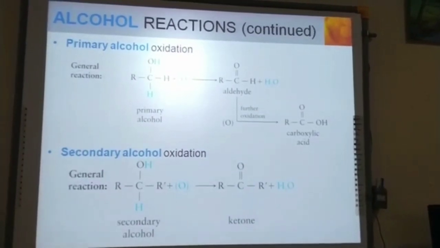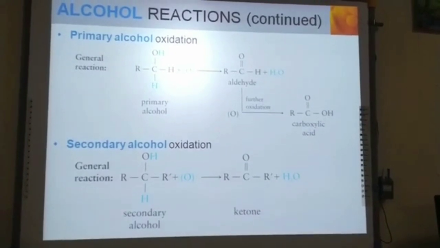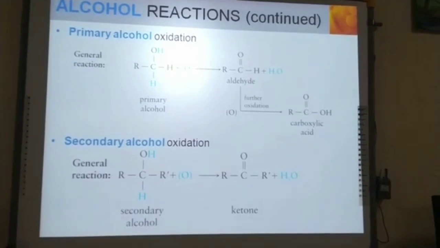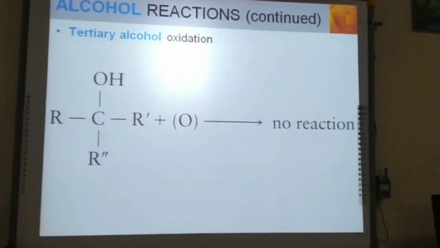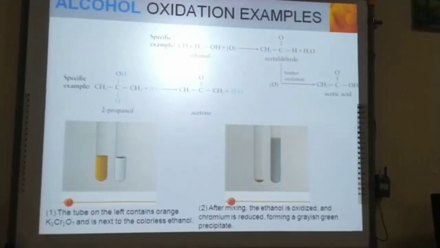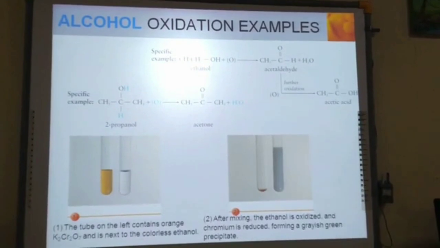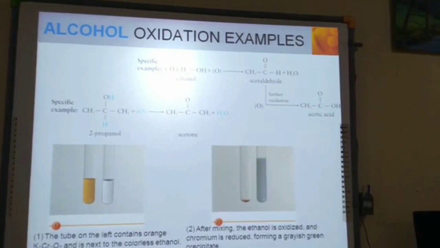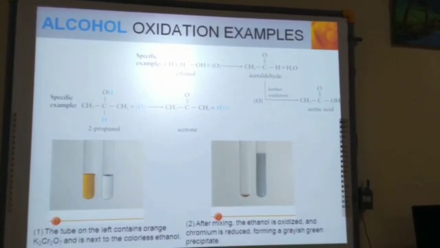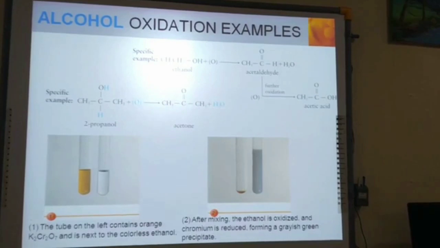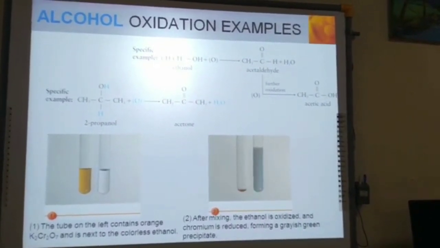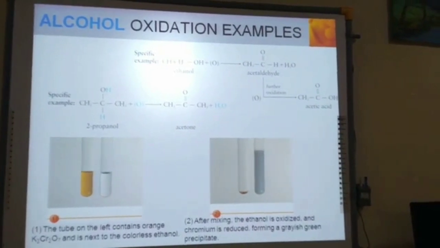Here are the examples. When primary alcohol is subjected to oxidation, we get aldehyde, which on further oxidation forms carboxylic acid. Secondary alcohol gives us ketone, and tertiary alcohol does not give any product. Here is an experimental verification. If we take two test tubes, one contains ethanol and the second contains an oxidizing agent like potassium dichromate, and if we add potassium dichromate to ethanol, the ethanol gets oxidized and chromium is reduced, forming a grayish-green precipitate.